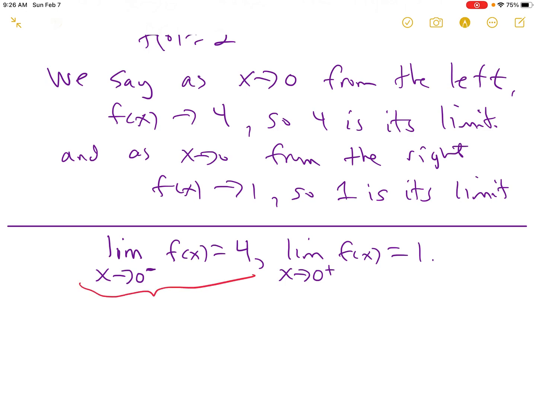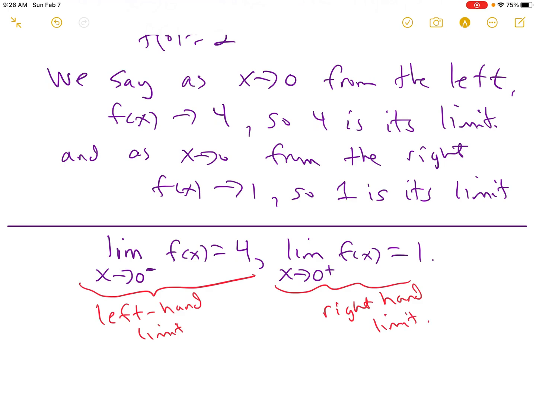And this is called the left-hand limit as x approaches 0. And this is the right-hand limit as x approaches 0.